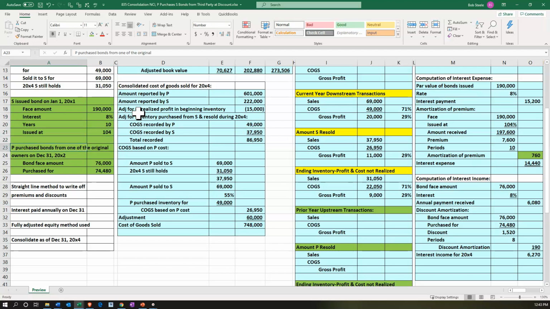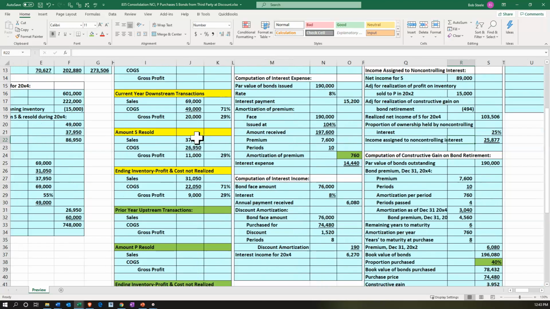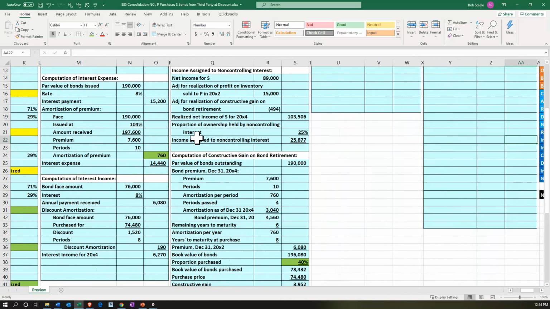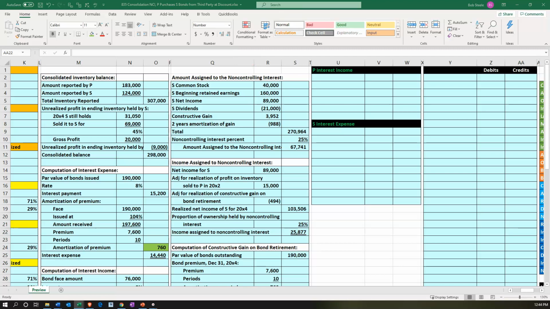But then P came along and purchased 76,000 of the 190,000 bonds. That causes a problem. They purchased it at a discount. So now let's think about what's going to be recorded with relation to this portion of the bonds that have been recorded, because we're going to need to, in essence, reverse those. So that's what we're concentrating in on here. So let's go on over and start with P's side of things.